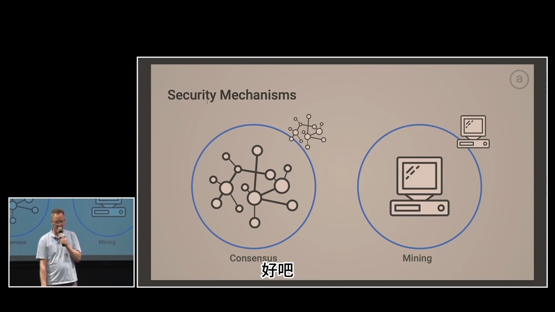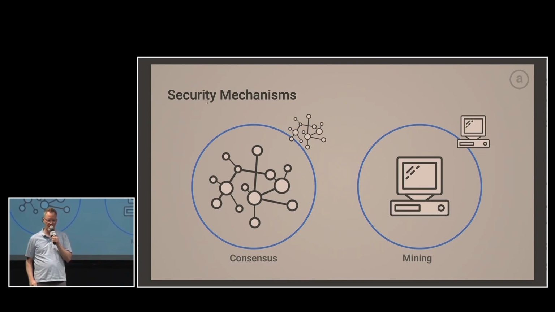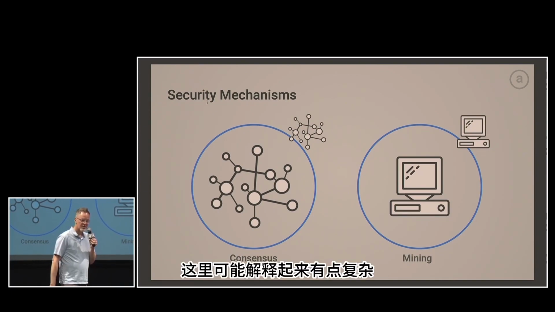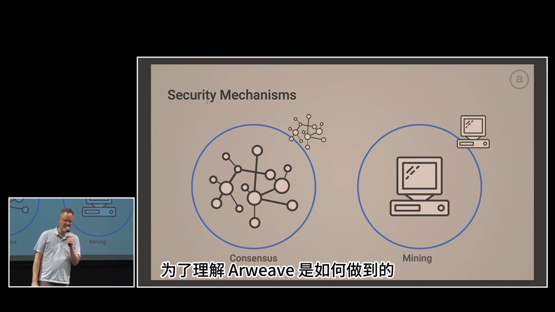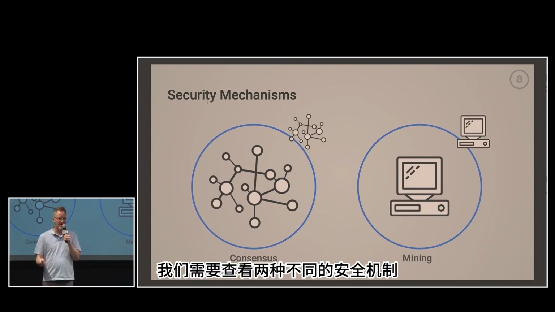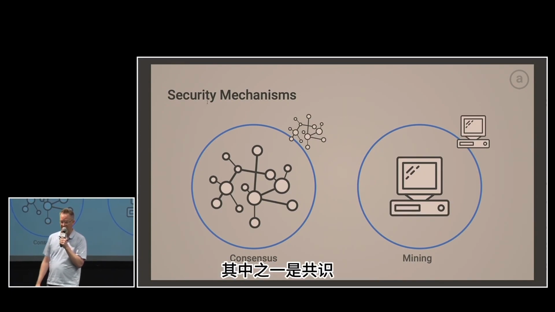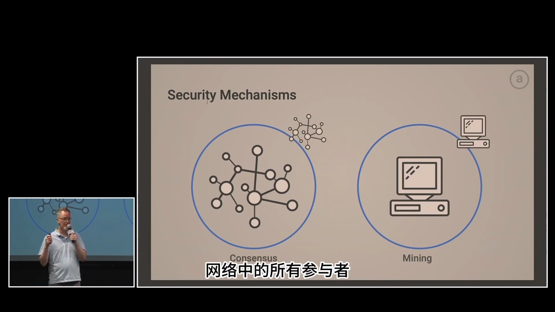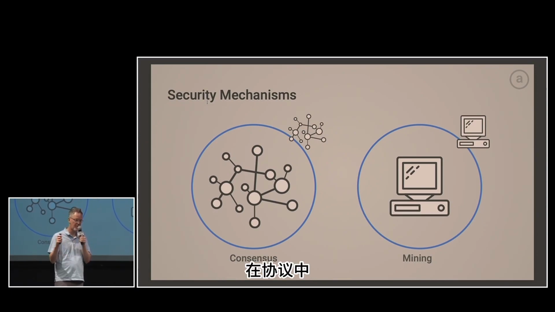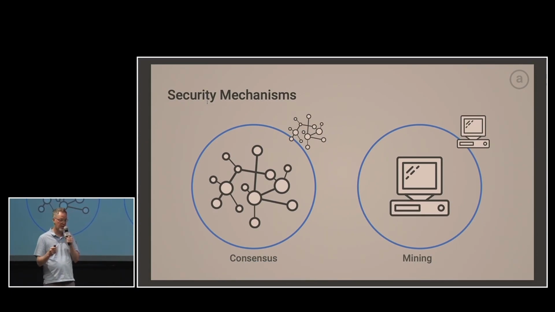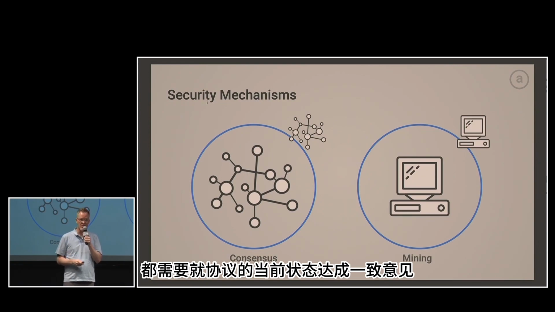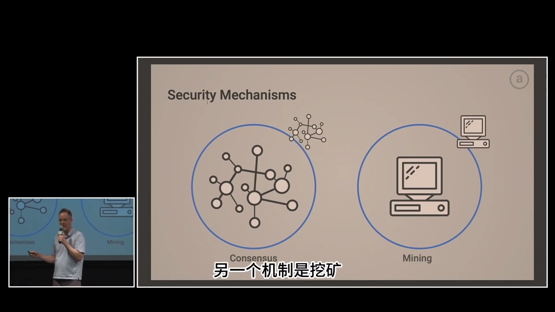Yeah. So this is where it's going to get tricky without the animations. To understand how Arweave did it, there are two different security mechanisms we want to look at. One is consensus, a mechanism where all the participants in the protocol need to come to agreement on what the current state of the protocol is. And the other type of mechanism is a mining mechanism.